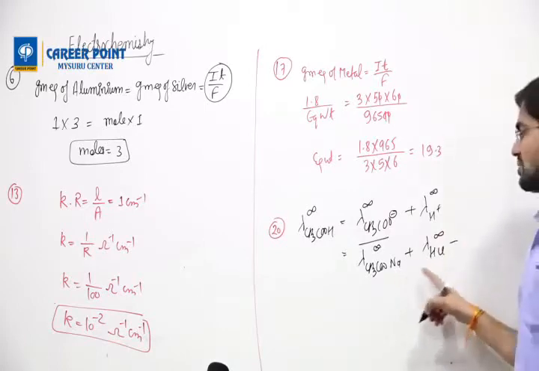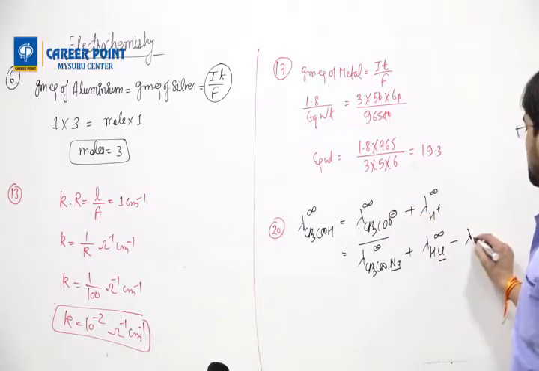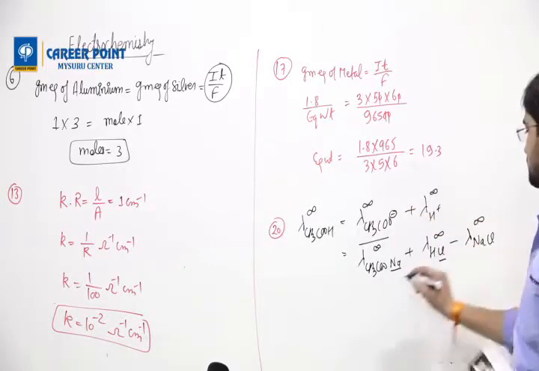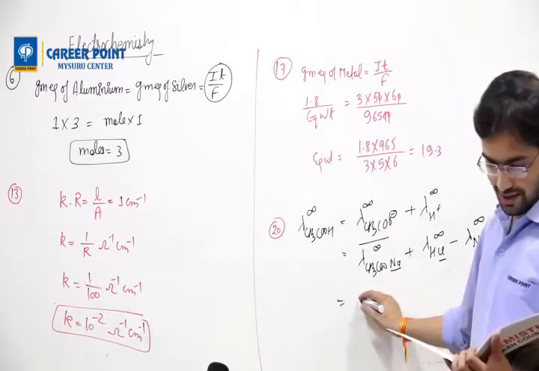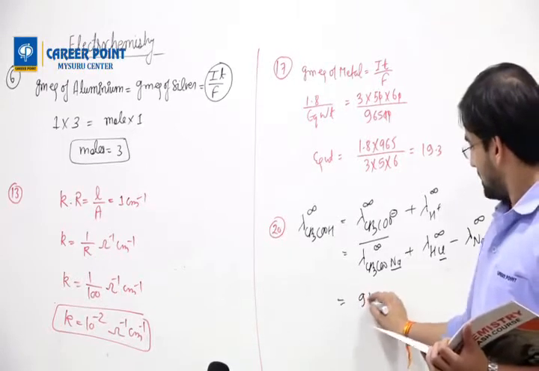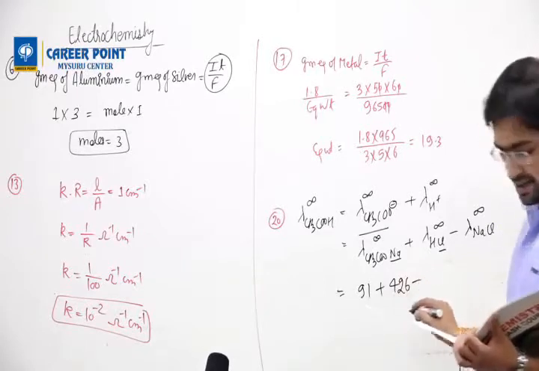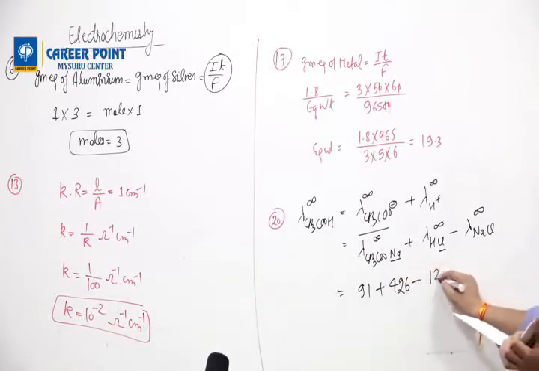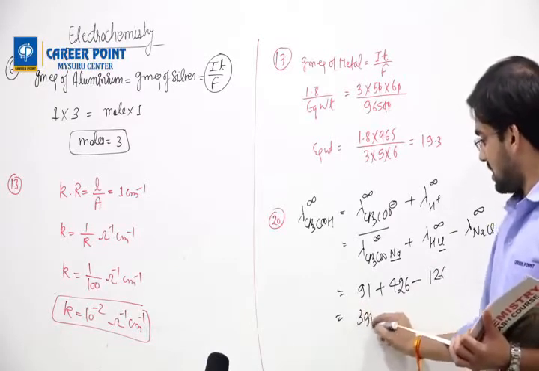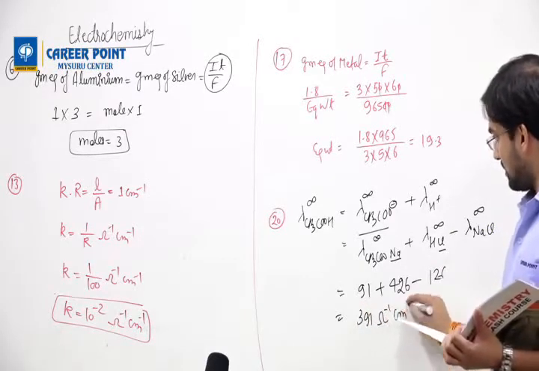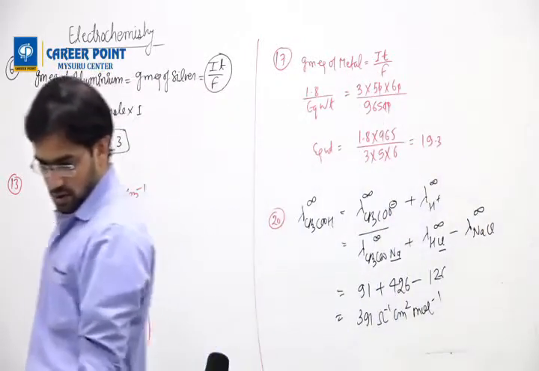In this case you have added two extra things. What are the extra things? Na and Cl, which is not here. So you are going to subtract a compound which has this. So their values I can write. What are the values? Sodium acetate is 91 plus HCl is 426 minus NaCl is 126, and when you solve this we will get 391 ohm inverse centimeter square mole inverse. This is question number 20.